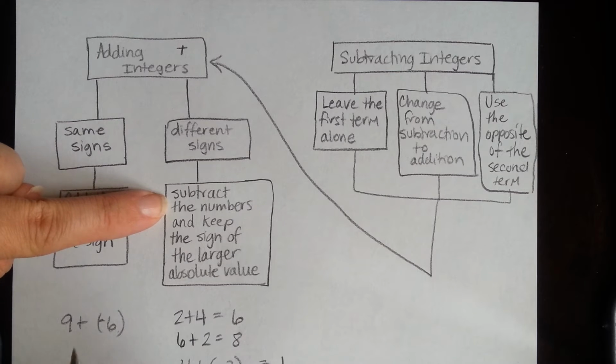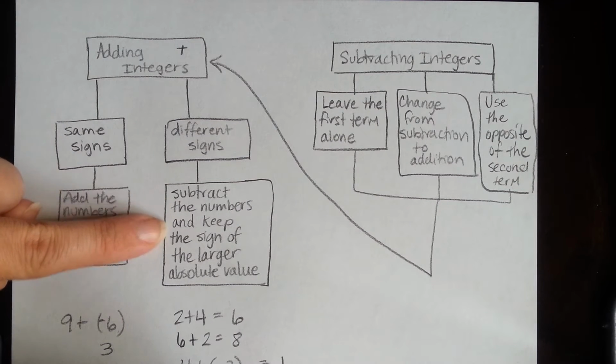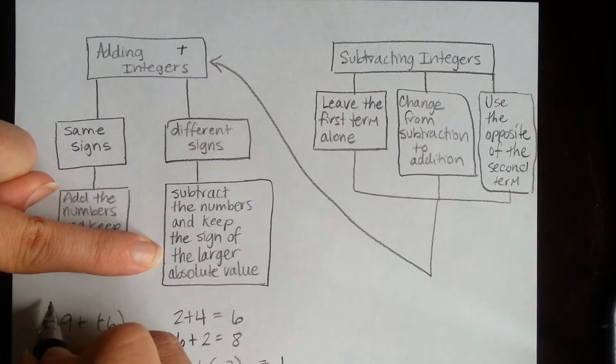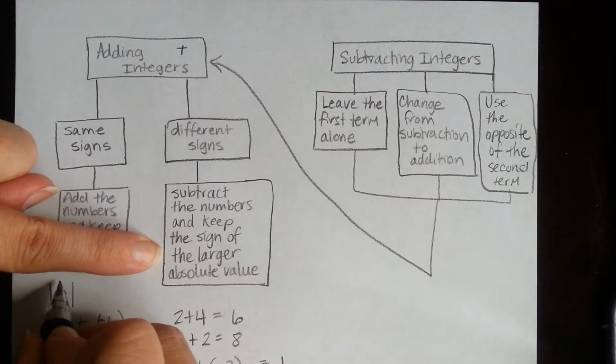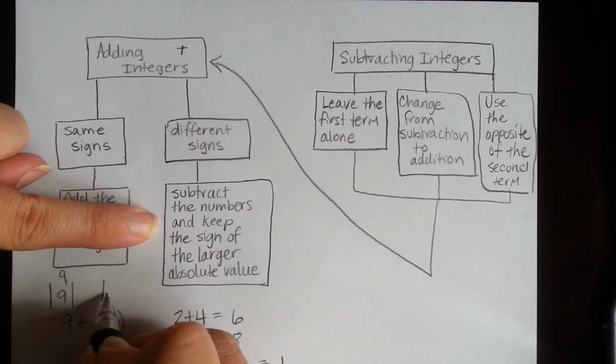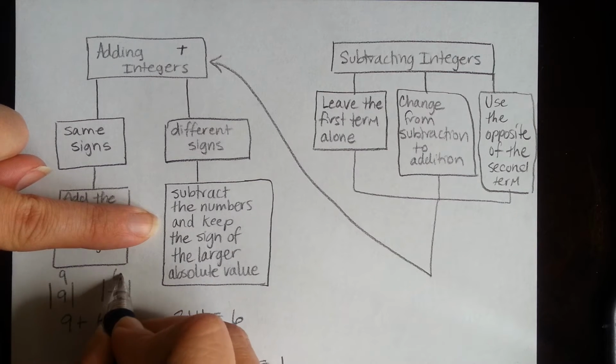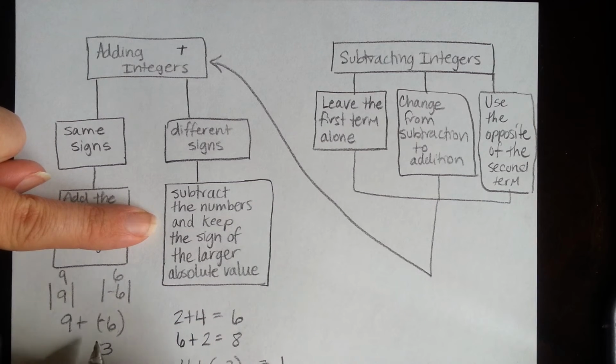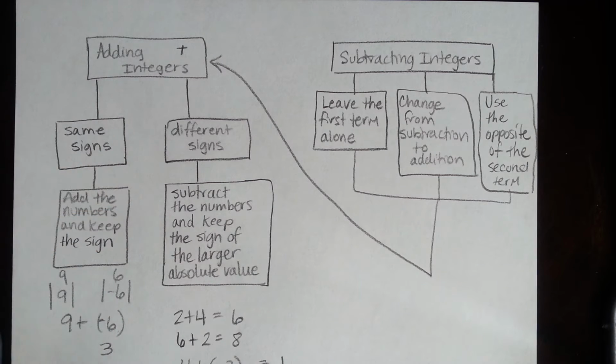That means we're going to subtract the numbers. 9 minus 6 would give 3. And we're going to keep the sign of the larger absolute value. So the absolute value of 9 would be 9. Absolute value of negative 6 would be 6. So this one would be larger. So we'd keep the positive sign. So that would give us a positive 3.